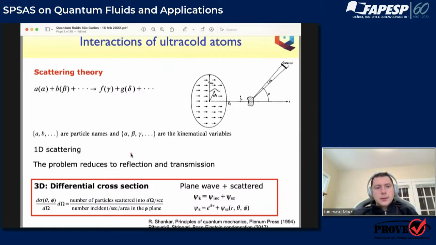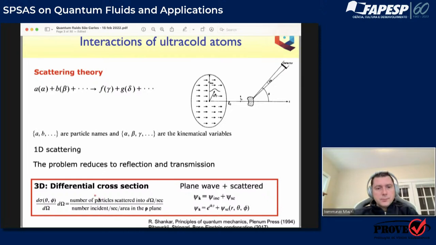In 1D, the scattering problem essentially reduces to the problem of reflection and transmission. This is essentially what you studied in a standard undergraduate or graduate course in quantum mechanics. In 3D, the central quantity that one has to introduce is the so-called differential cross-section, and the integral of the differential cross-section gives the total cross-section.